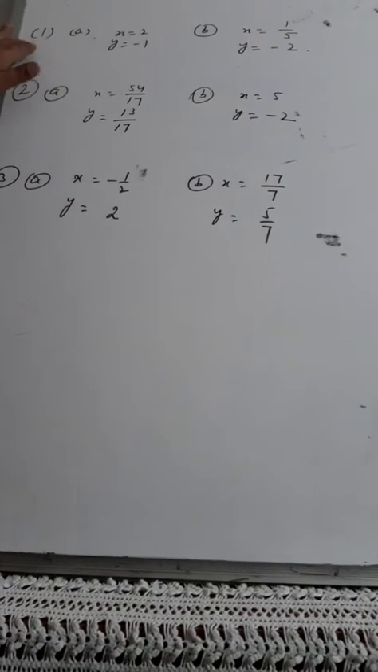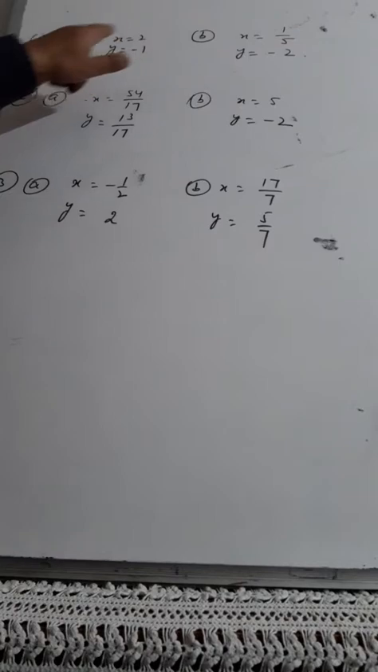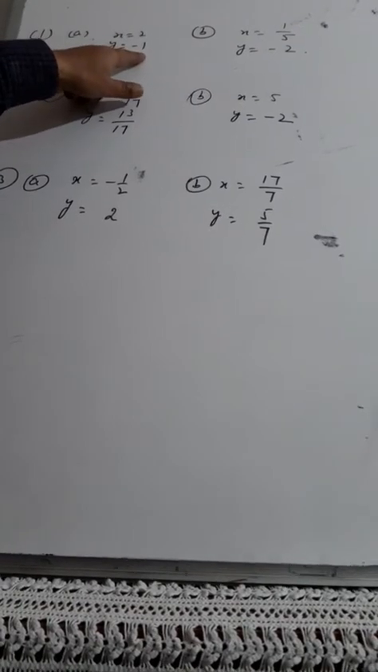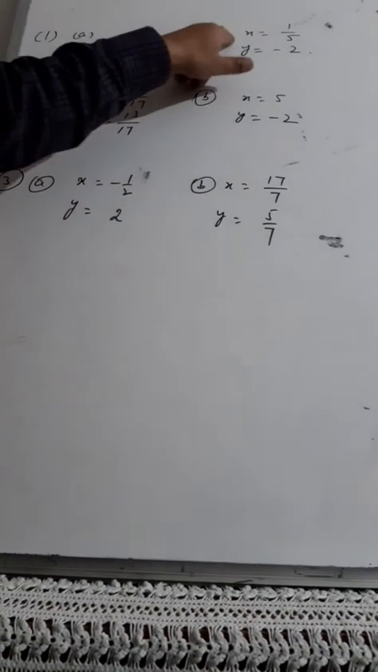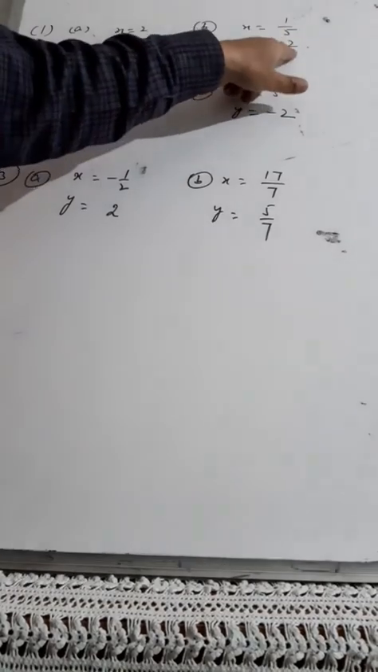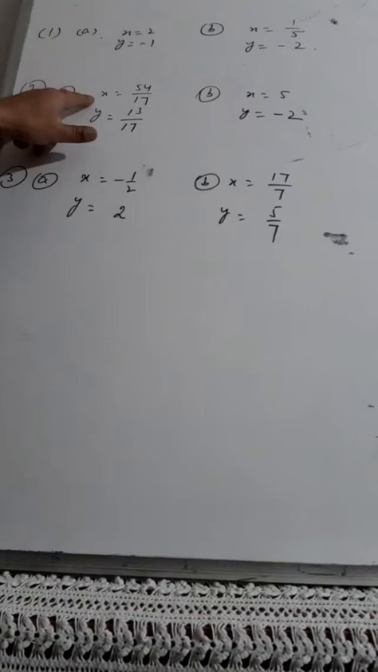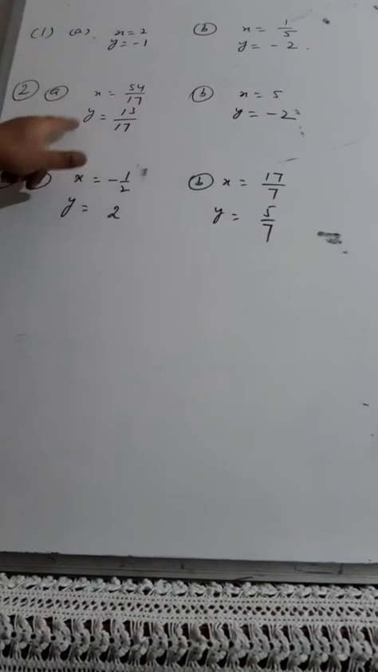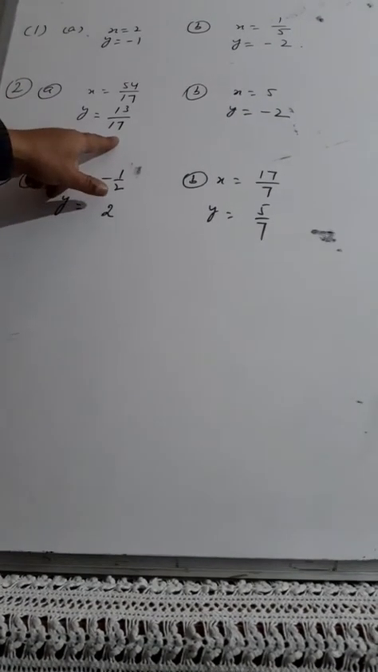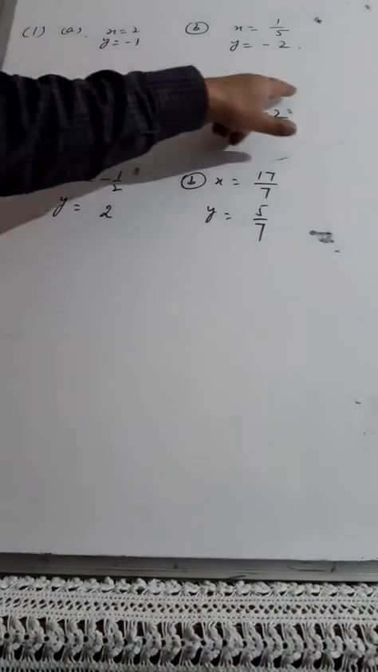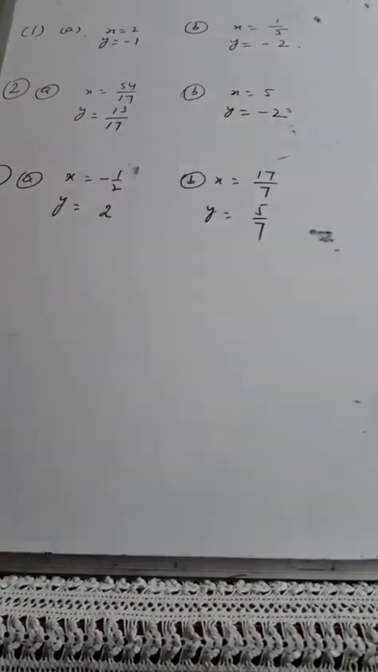So in the first question, A part, x is equal to 2 and y is equal to minus 1 is the correct answer. For B part, x is equal to 1 by 5 and y is equal to minus 2. Then in the second question, A part, the value of x will be 54 upon 17 and y will be 13 upon 17. And in B part, x is equal to 5 and y is equal to minus 2.